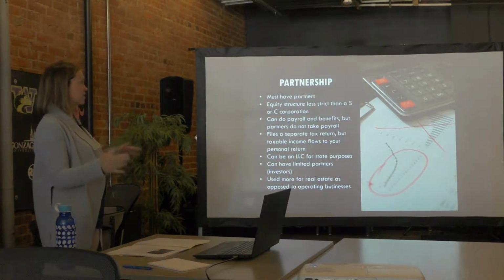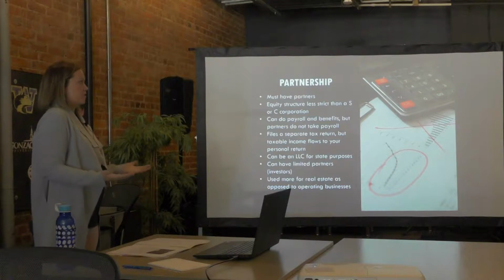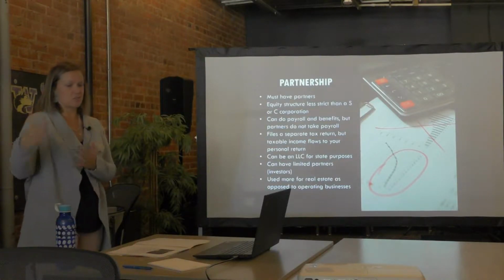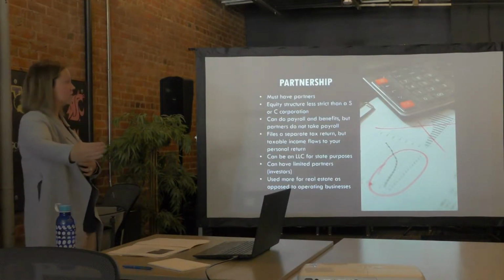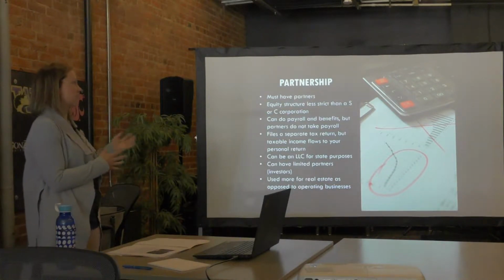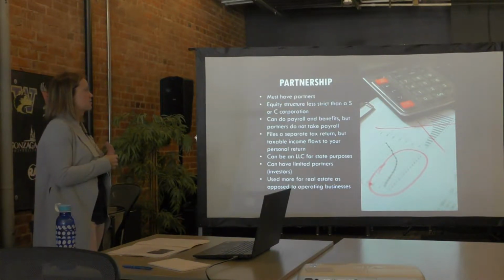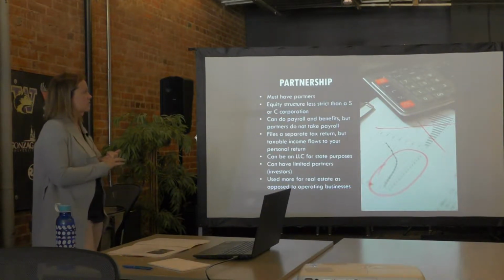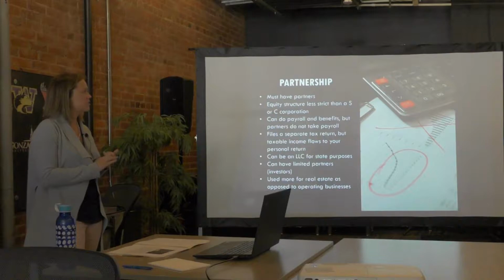When you don't pick an entity, kind of, it's like you can't be two people, but the other entities require you to file something. So file to be an S corp, file to be a C corp. Anyways, so you have to file to be a partnership too, essentially, but the entity structure is a lot less strict than an S or a C corporation.